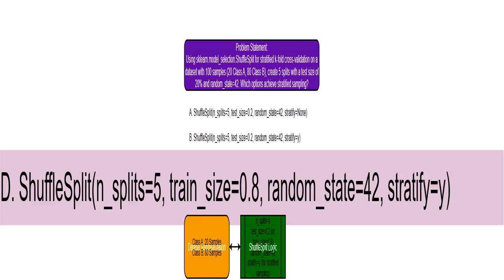I've made a mistake here by using 20 for test_size instead of 0.2. ShuffleSplit expects a proportion, 0.2 for 20%, not an absolute number of samples for test_size.